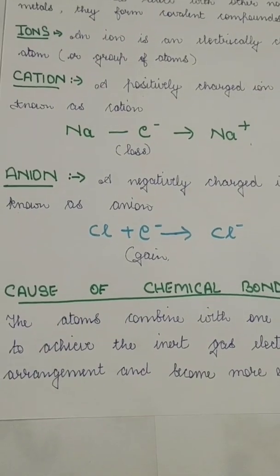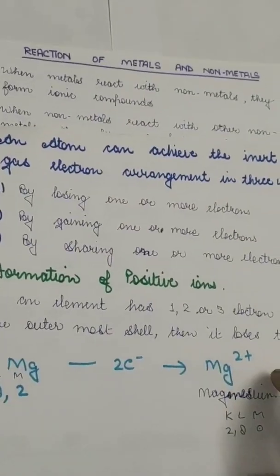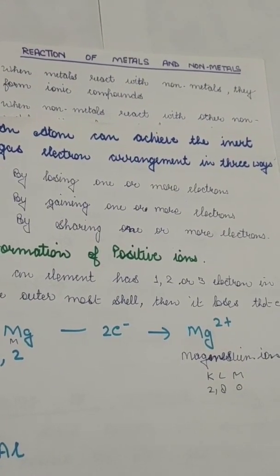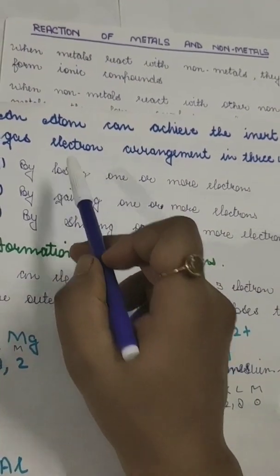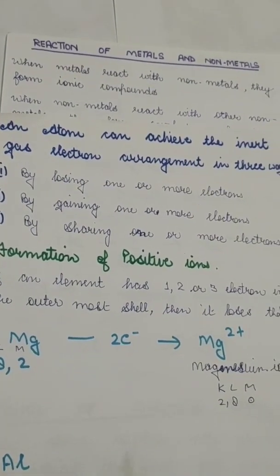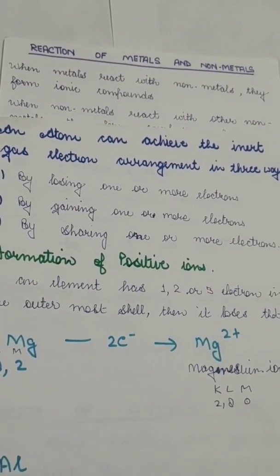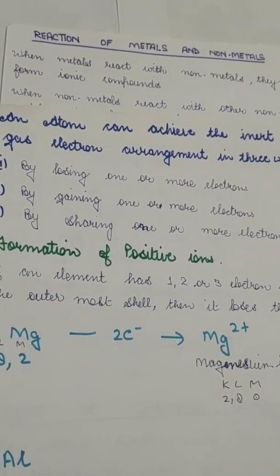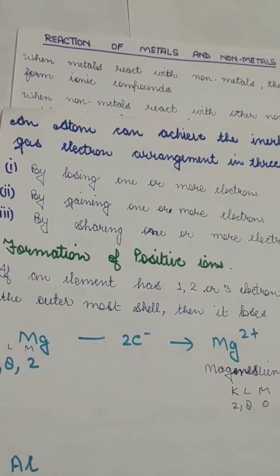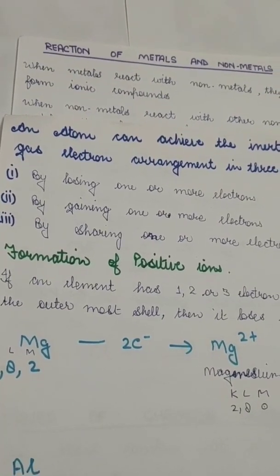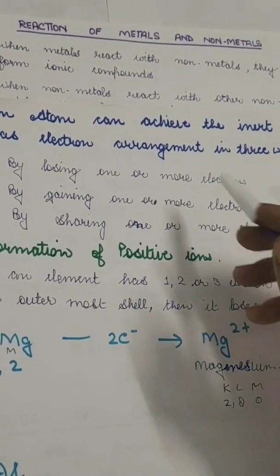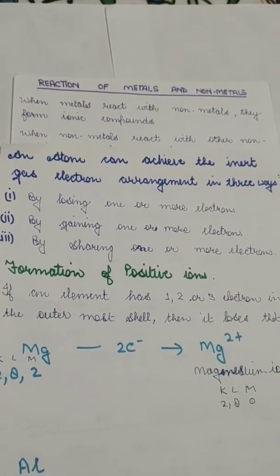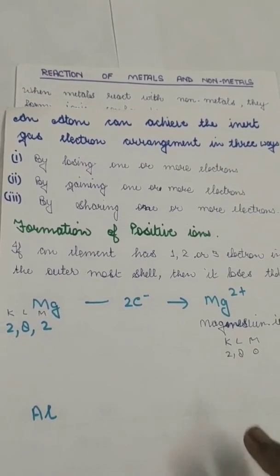Here an atom can achieve the inert gas electronic arrangement in 3 ways: either by losing 1 or more electrons like metals do, or by gaining 1 or more electrons like non-metals do, or by sharing. Sharing is done by carbon, and there are many other non-metals which share their electrons. We are going to study that in the next chapter, but in this chapter we will be dealing with just these 2 things.